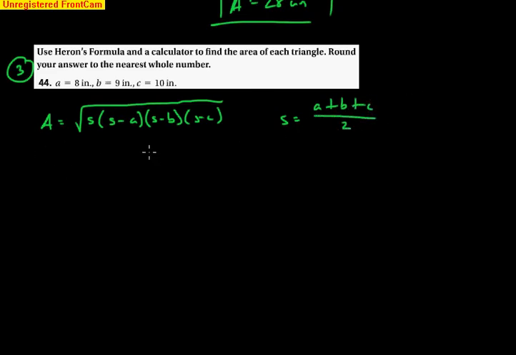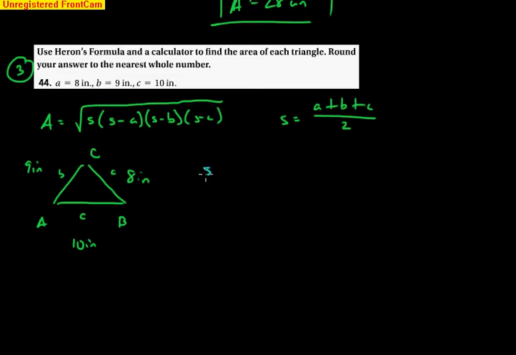So again, pretend you're given a triangle. I'll draw a picture here. A, B, and C. A is 8 inches. B is 9 inches. And C is 10 inches. So you're given this triangle and they want to find the area. So it's not a right triangle. It's side, side, side. How do you do it? Well, you use Heron's formula.